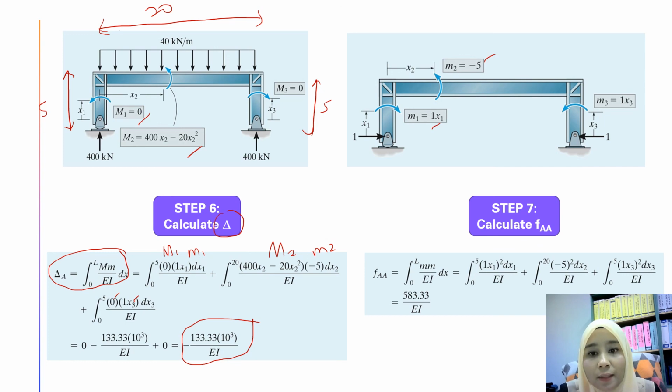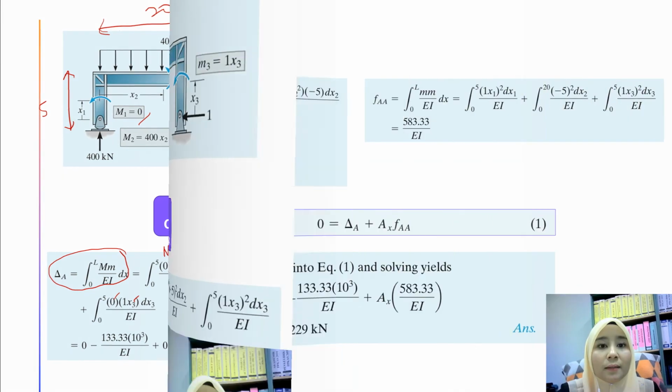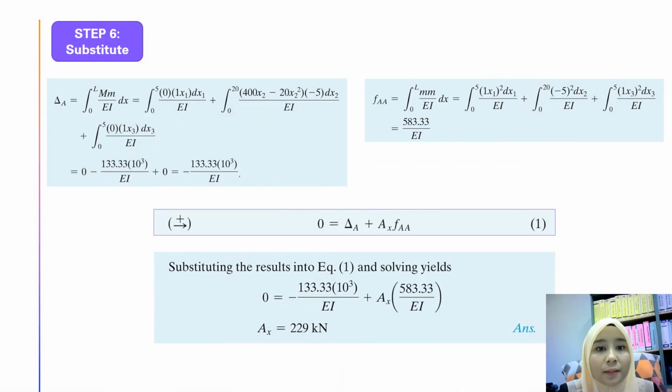For FAA, the formula is m multiplied by m but small m only. So you have x1 squared, minus 5 squared, x3 squared, then you will have this one. Okay, this is your delta A, this is your FAA. Remember you have this equation. You plug in this value here, and then you plug in this value here, and then you solve it, then you will get AX is equal to 229 kilonewton.